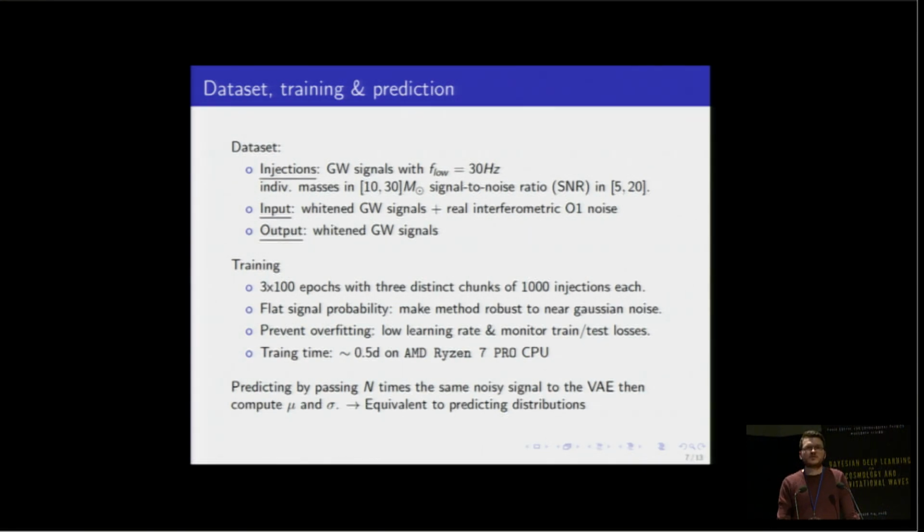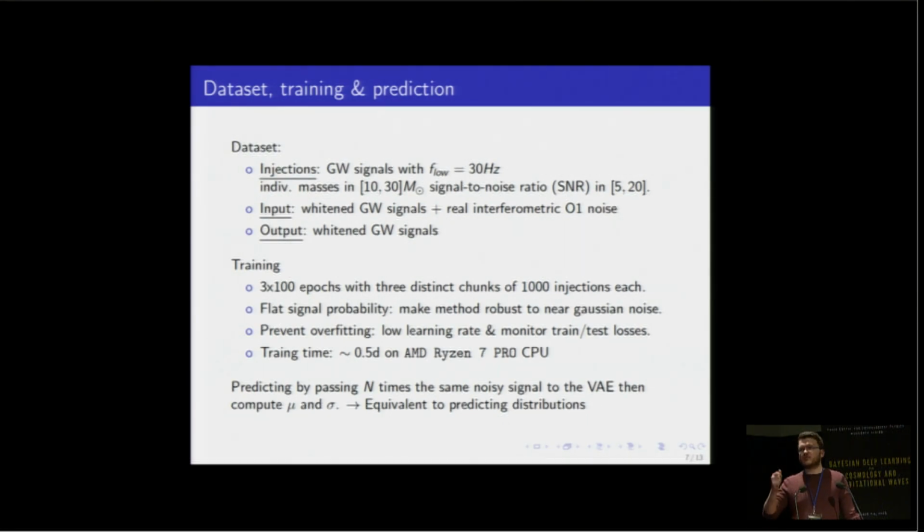About the training, we've been training it on 3 chunks of 1,000 waveforms each, and we added on top of this a flat signal probability. This lets the user tune what fraction of the training set is replaced with flat signal. We think this is important to make the network robust to Gaussian noise.